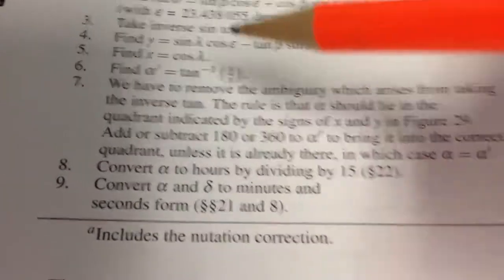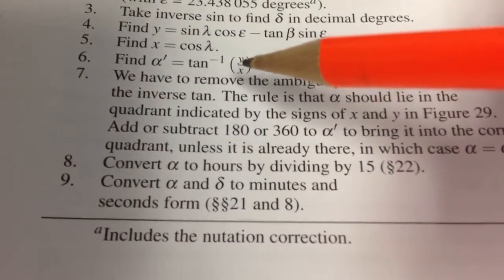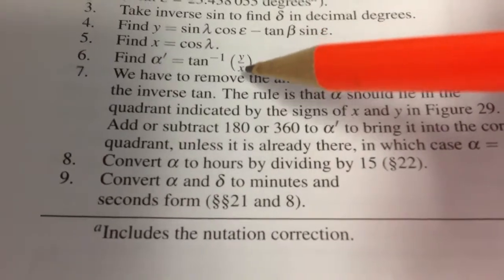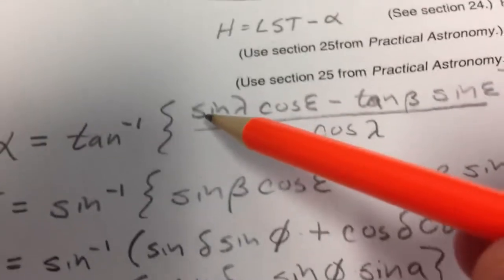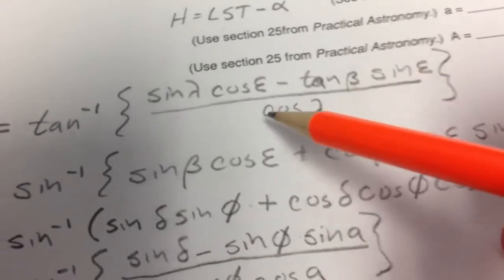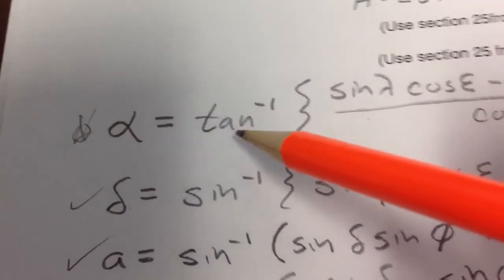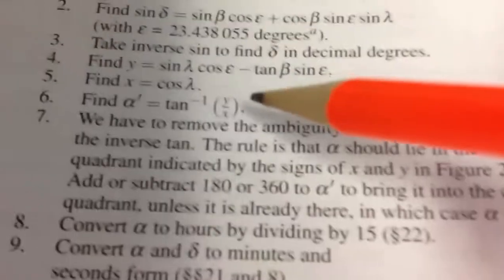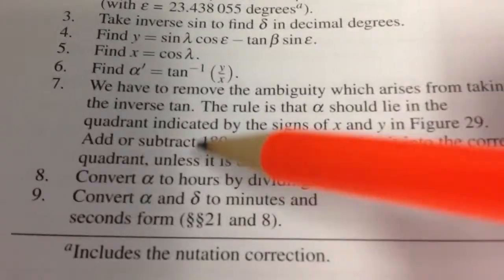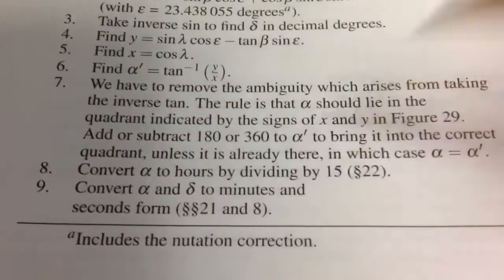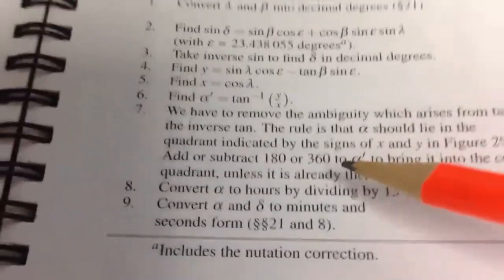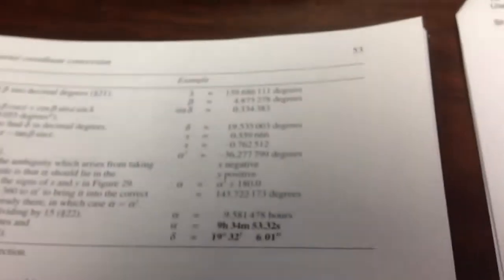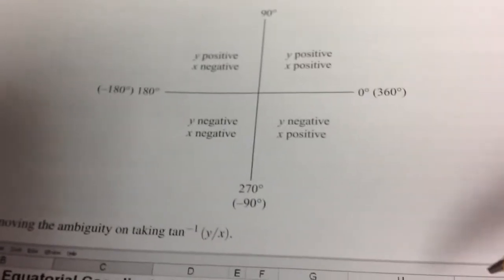So to take a closer look at that, if you rewrite that alpha equation such that it's y over x, going back over here, this all in the numerator is y, the denominator is x. There's the inverse tangent. So again, if you write it like this, where it's y over x, it gives you some rules about what adjustments might need to be made. So if you want to look at this section, this is page 53, and then you can refer to figure 29, as this summarizes it really well.